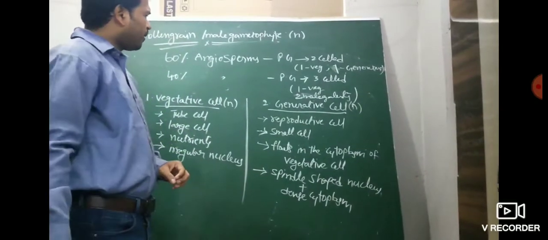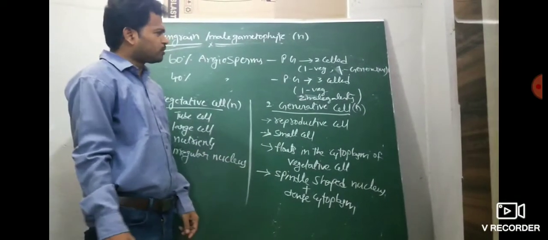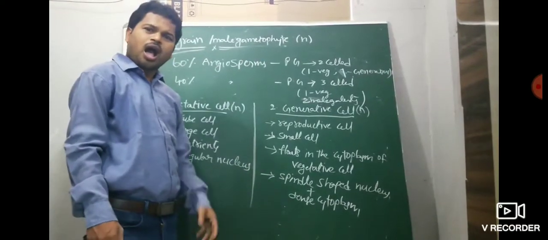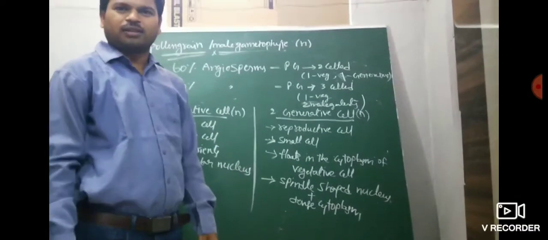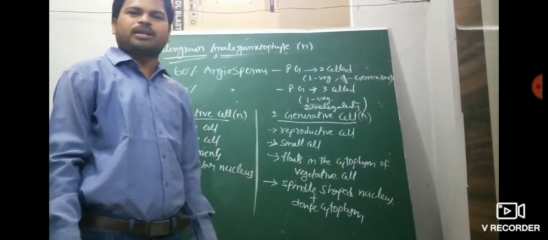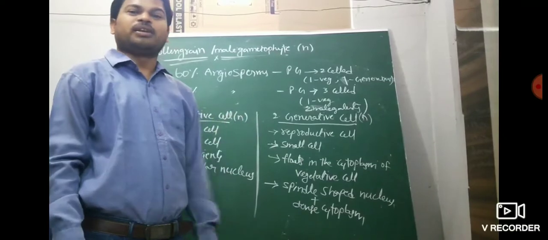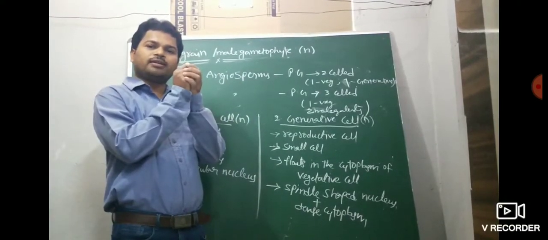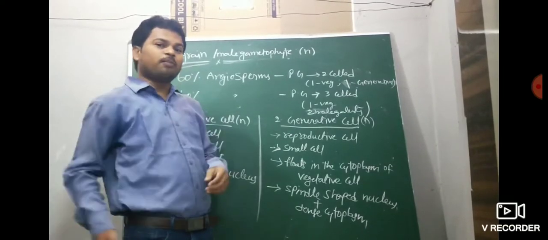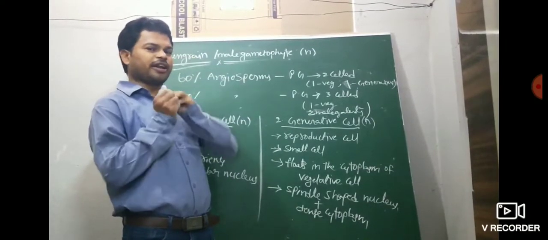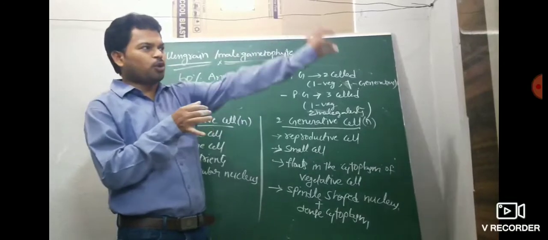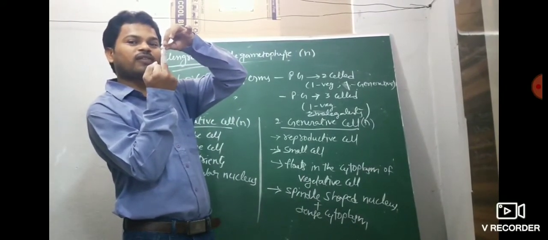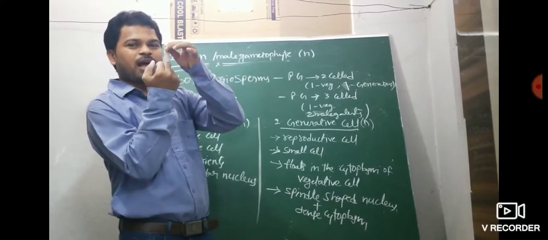Sir, you said that in 60% of angiosperms the pollen is shed at the two-celled stage only, one vegetative and one generative. How are they going to produce male gametes? Here they are not yet male gametes. In 60% of angiosperms, the pollen grain is shed at the two-celled stage, and that pollen grain reaches the stigma of the pistil of the female flower.